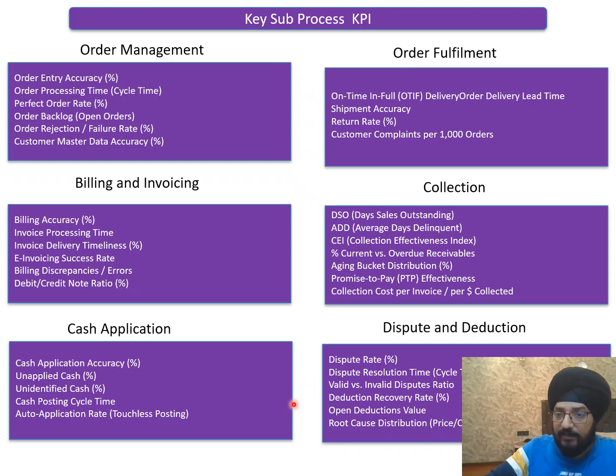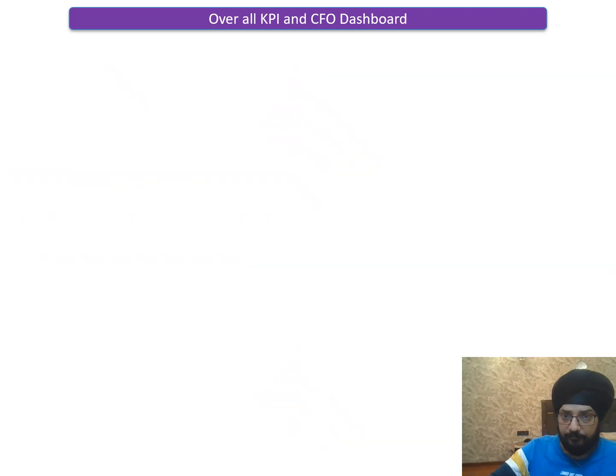So having said that, let's quickly have a look at what the customer dashboard would be and what some of the overall KPIs are that we need to manage at the process level. Let's move to the next slide and have a look at that. Okay, so we are going to cover two topics: overall KPIs and the CFO dashboard here.